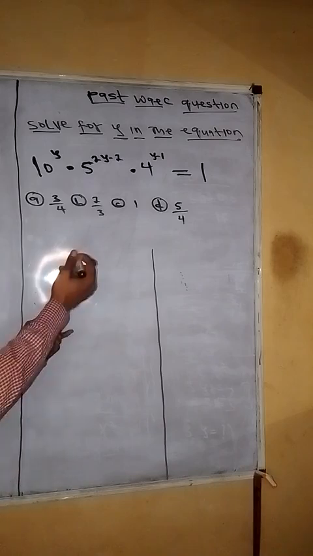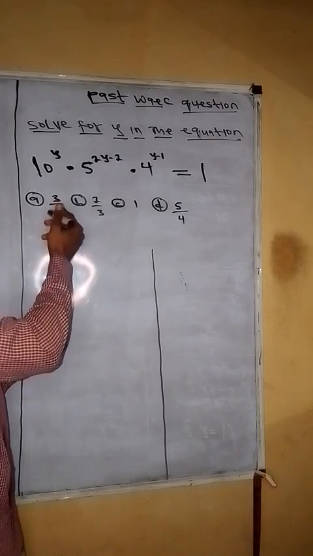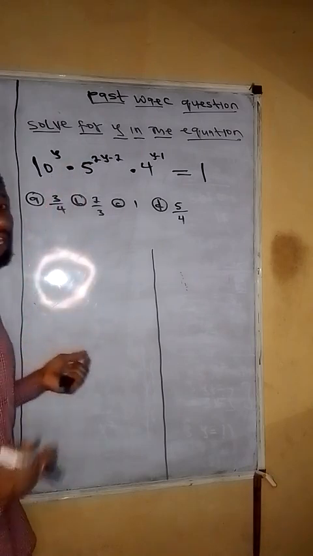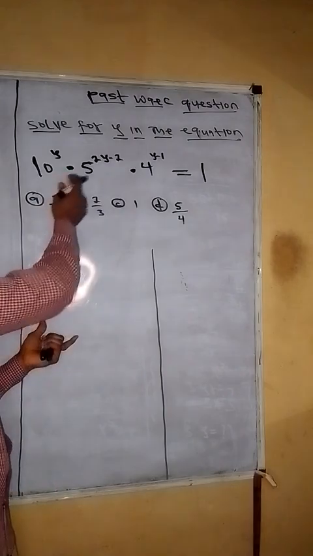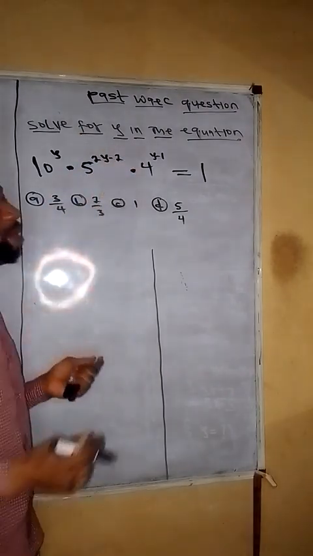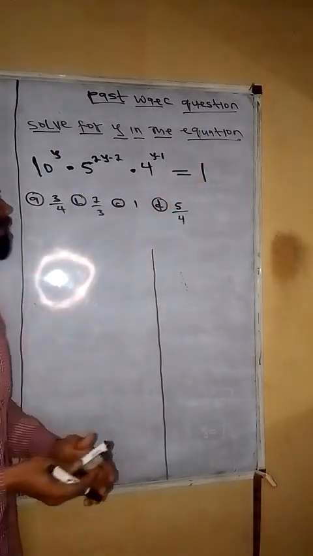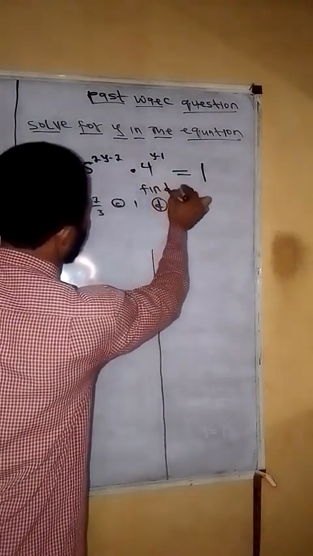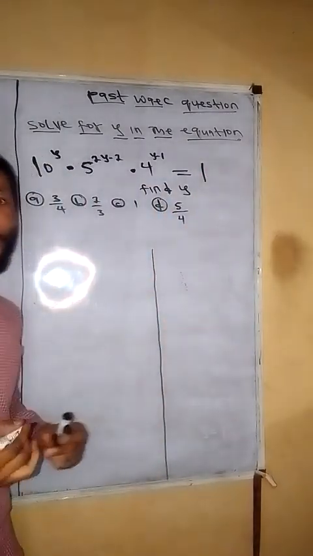The question is telling us that 10 raised to the power y times, please, this dot you are seeing is called times. We call it dot product in mathematics. Times 5 raised to the power 2y minus 2 times 4 raised to the power y minus 1 is equal to 1. They are telling us to find y. We are looking for y.